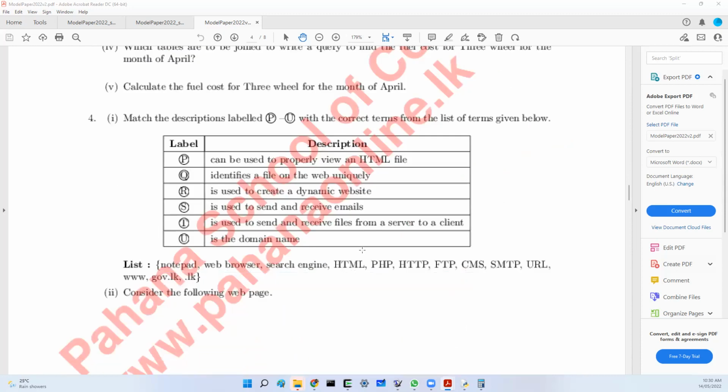Fourth one, you match the description P to U from the list. P, web browser. Q, URL, yes, URL. R, CMS, it should be PHP.